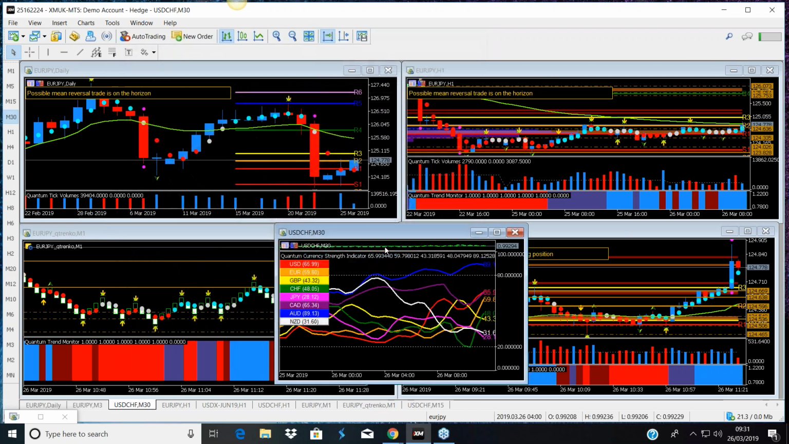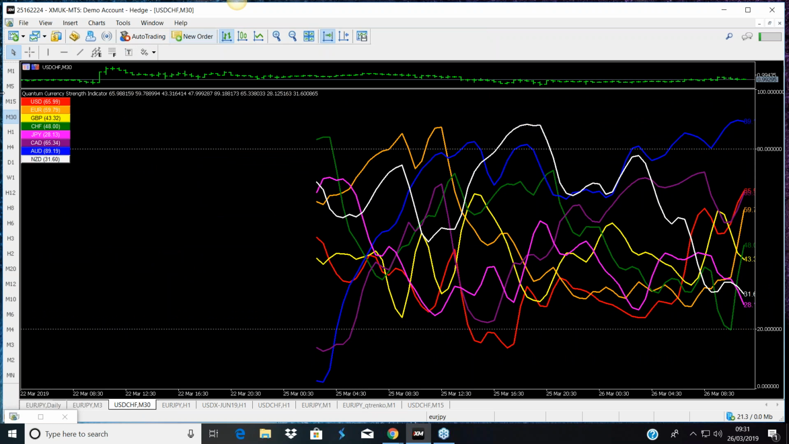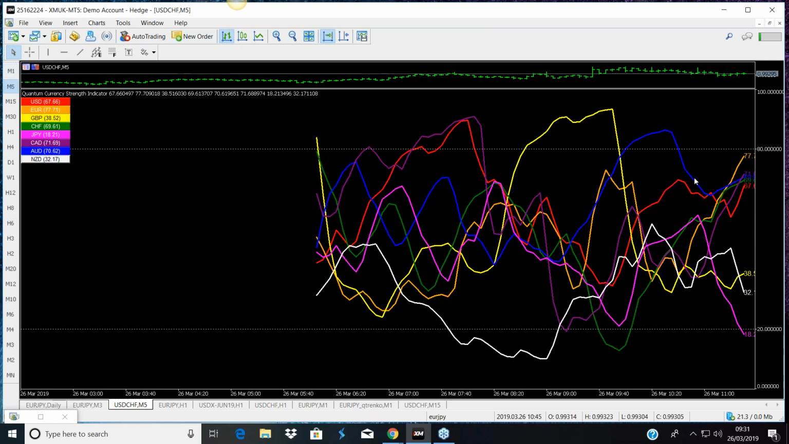Let's just undock it for a second, and let's go on to the 5-minute chart and see what's happened here. Yes, and that's what we're seeing. This is the strength of the euro, and we can see the yen falling.